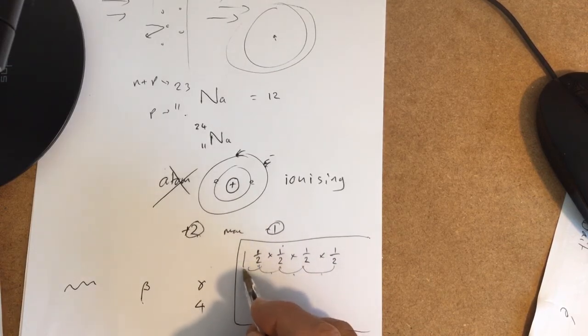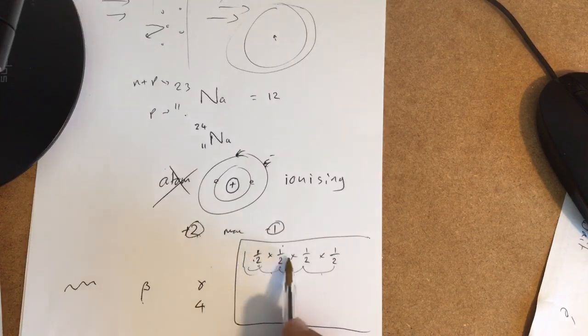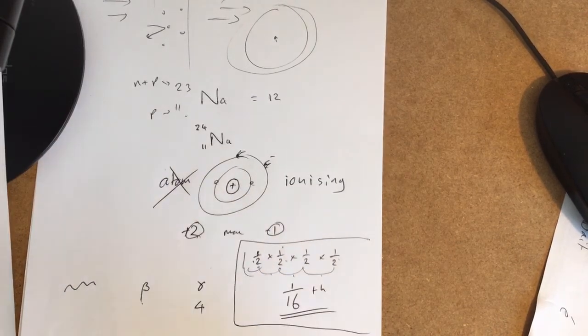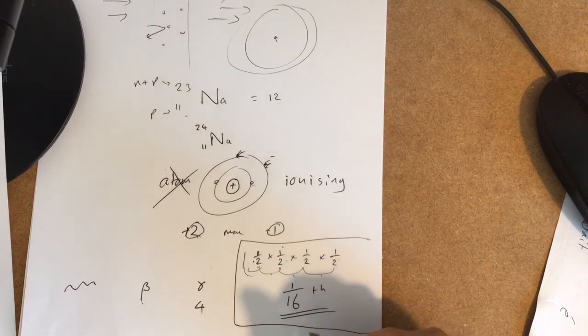So from 1 to there to there. So it's halved, halved, halved, halved, which is 2 times 2 is 4, times 2 is 8, times 2 is 16. So the answer is a 16th. There will be a 16th of the nuclei which are still active or radioactive.